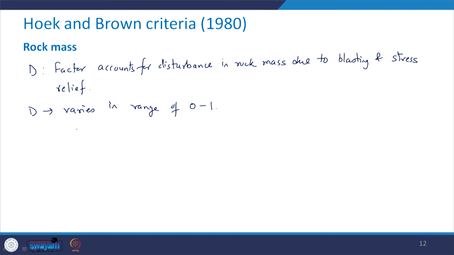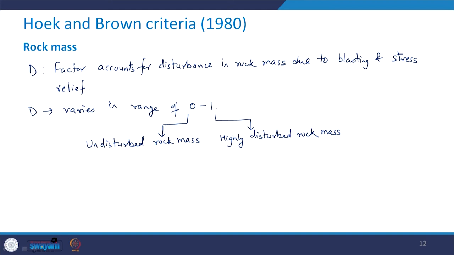0 stands for the undisturbed rock mass, while 1 is for highly disturbed rock mass. So basically, undisturbed rock mass means there is no disturbance because of blasting, or there is no stress relief because of the excavation phenomena. So this is a kind of undisturbed situation.